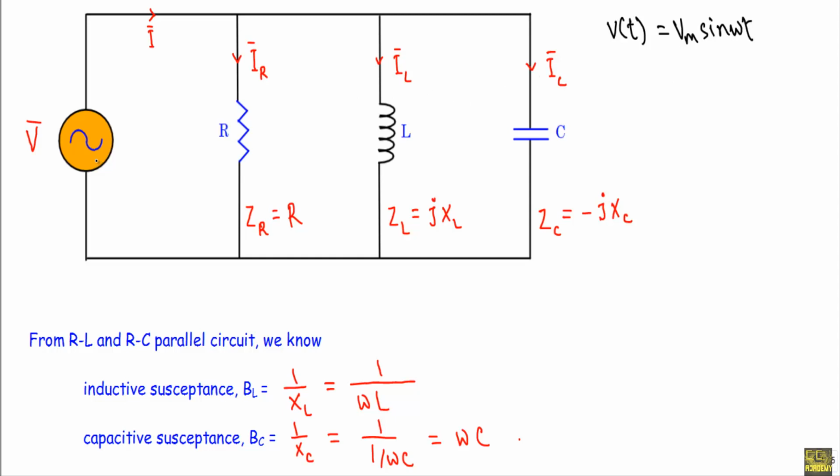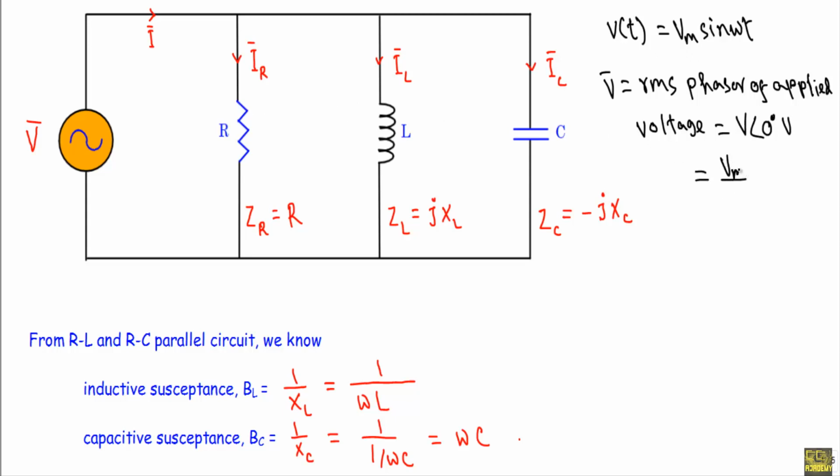Let's say in this circuit we are applying the sinusoidal voltage, therefore the RMS phasor of applied voltage is V vector, which is equal to V with phase angle 0 degree volt. Now see, as the maximum value of applied voltage is Vm, therefore it will be Vm over root 2 with phase angle phi V, initial phase of the applied voltage. Here phi V is equal to 0.